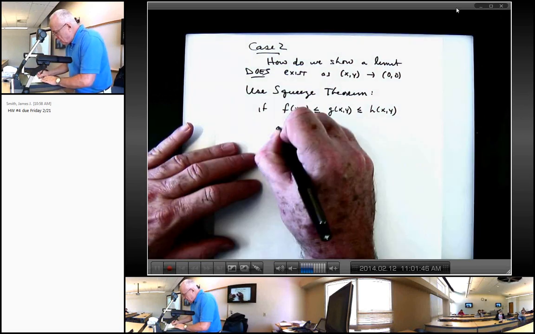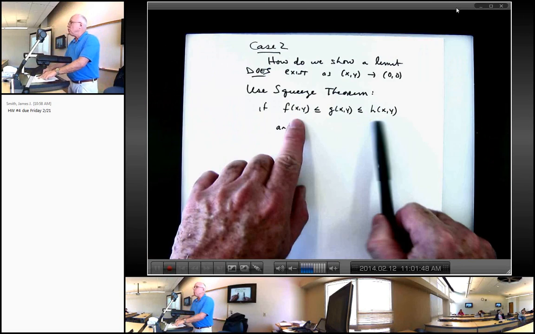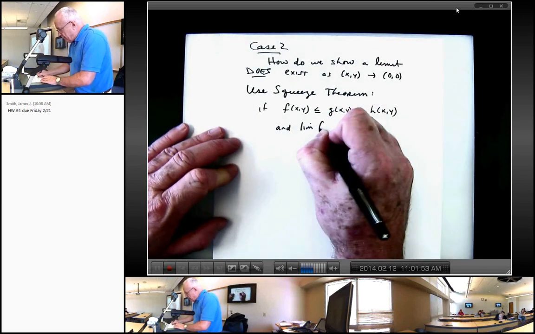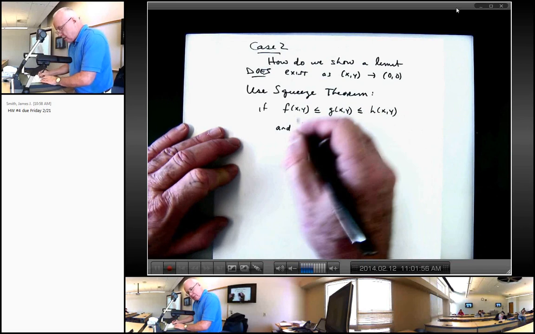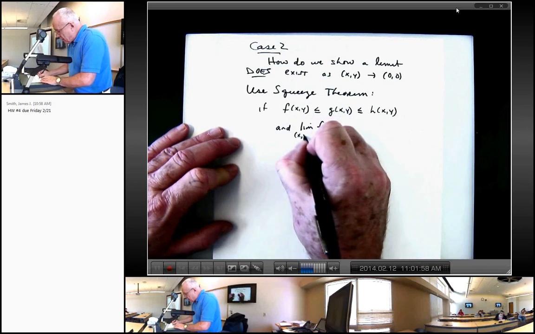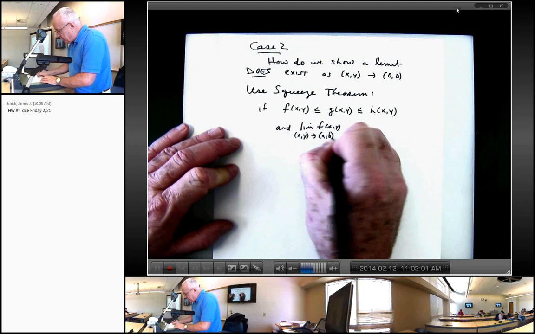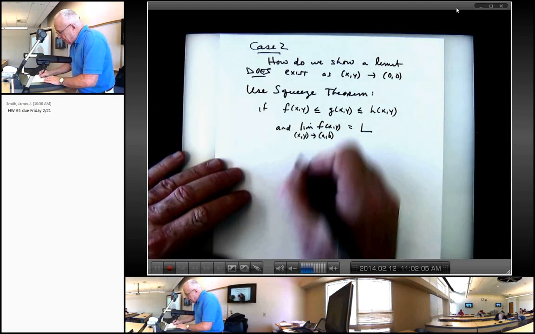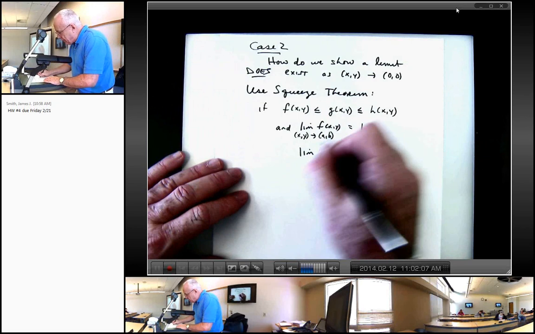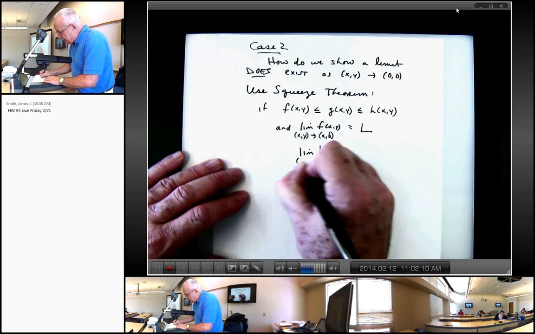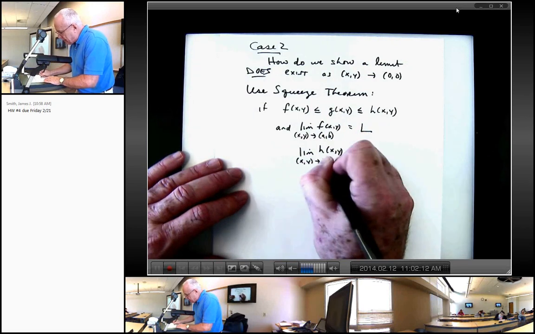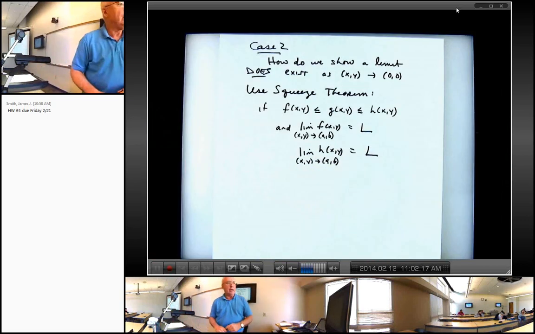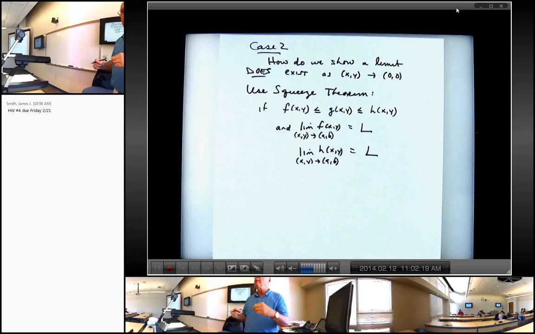And we know what happens with the two on the ends. The limit of the f of xy function as xy approaches some a comma b is equal to some number L. And the limit of the top one, h of xy, as xy approaches the same a comma b, is also equal to the same number L. Then we know what the middle function does.